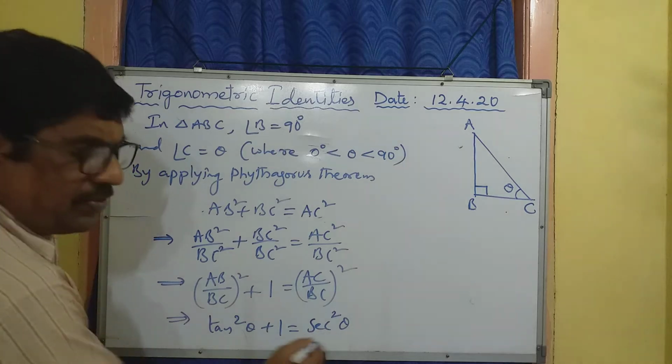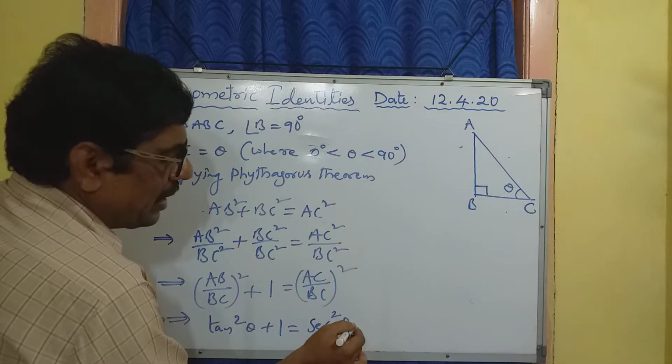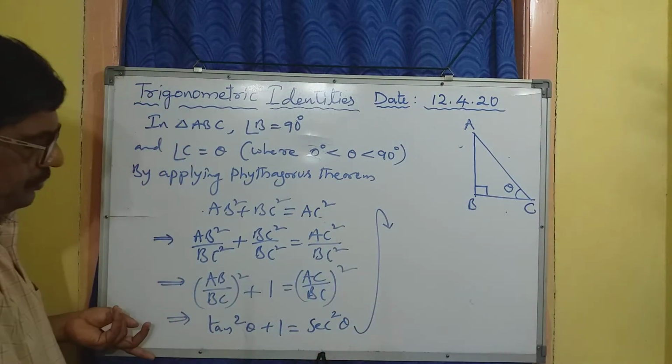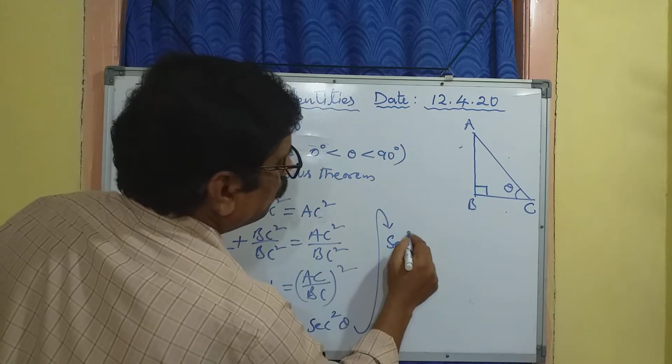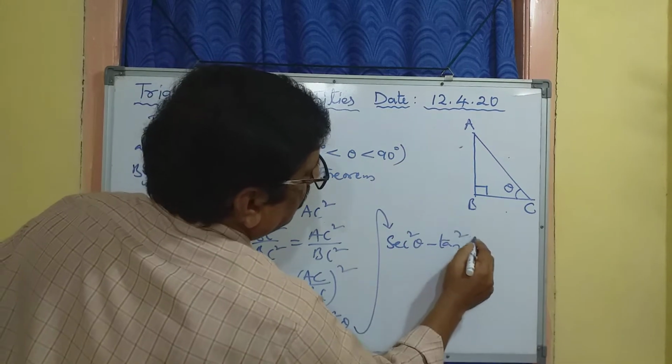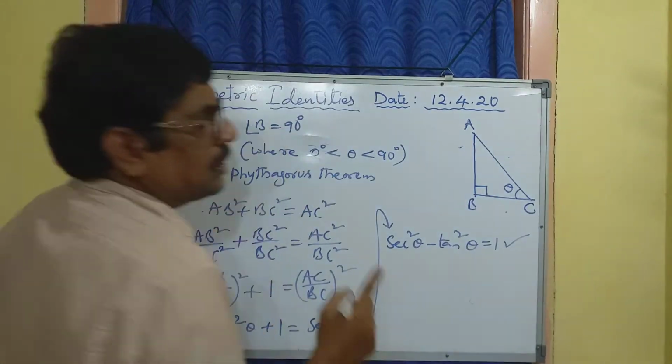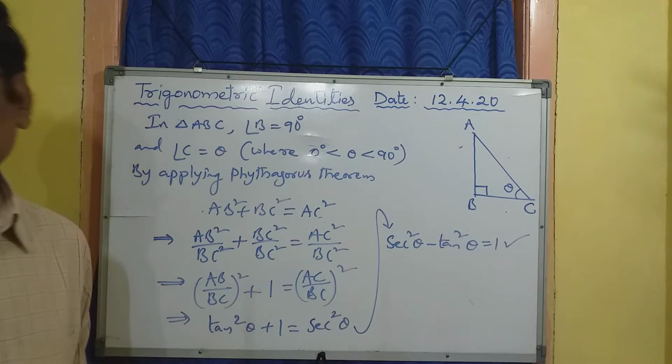Now this is the second identity actually. We can write this identity in another form. That is secant square theta minus tan square theta is equal to 1. This is the second identity.